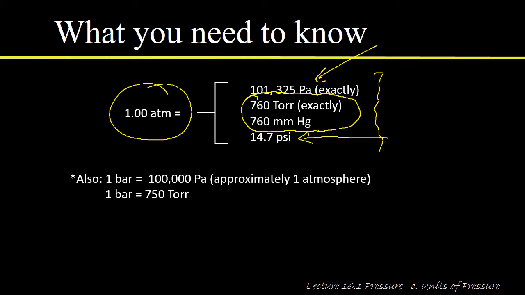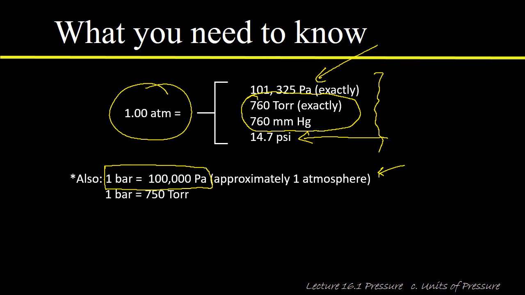That's important. You should also know the bar that we talked about a little bit before. A bar is defined as 100,000 Pascal. That's an exact definition. And that definition makes it approximately 1 atmosphere. So if you're talking about the pressure outside being about 1 atmosphere, you can also say the pressure is about 1 bar.